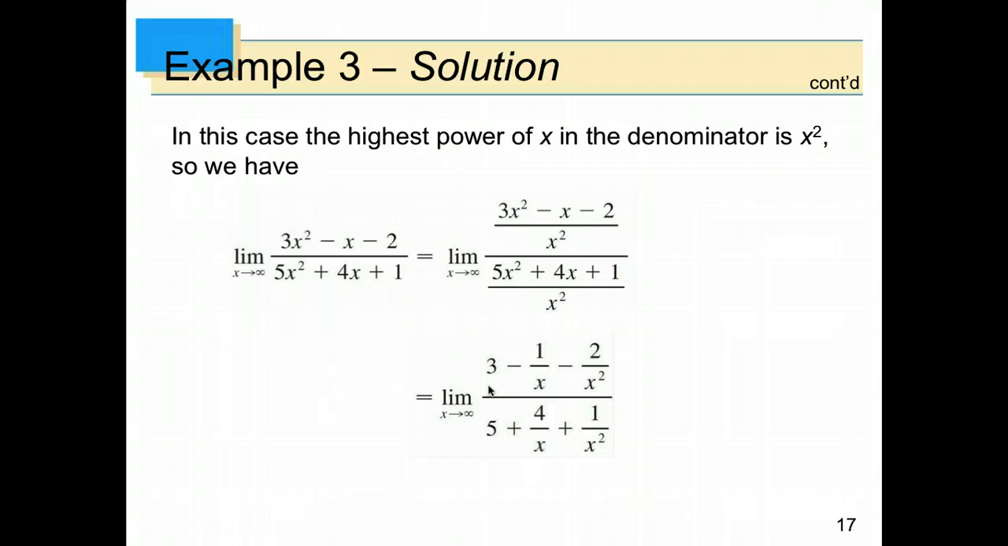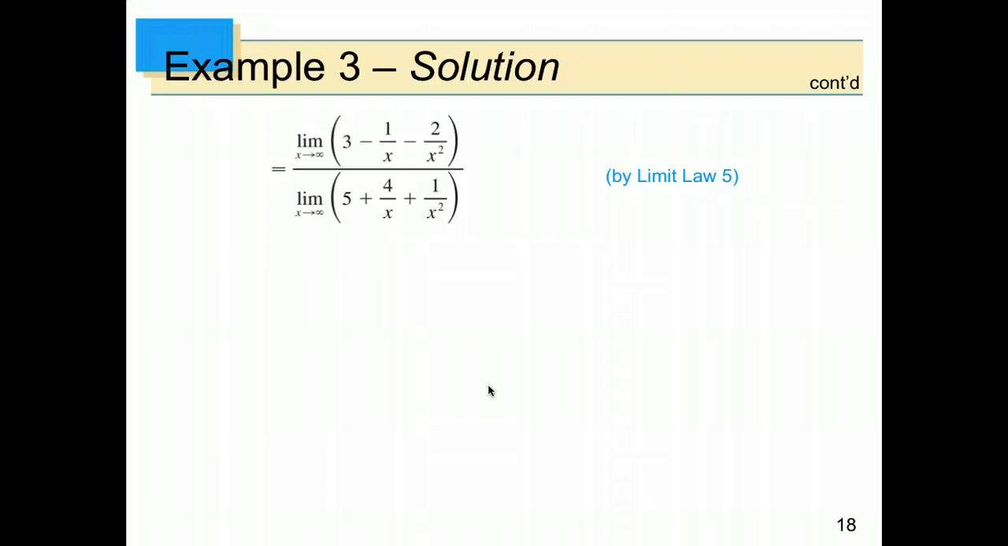Then we simplify and split these up into 3 different terms in both the numerator and denominator. And again, we're using the limit as x approaches infinity. So this is just division here. Now, the book calls this limit law 5. Remember, this is our quotient rule. So we can split this up into the limit of the numerator divided by the limit of the denominator.